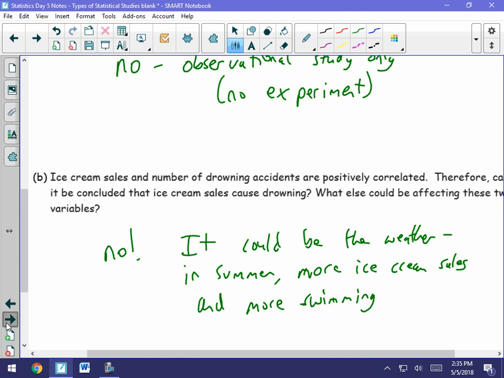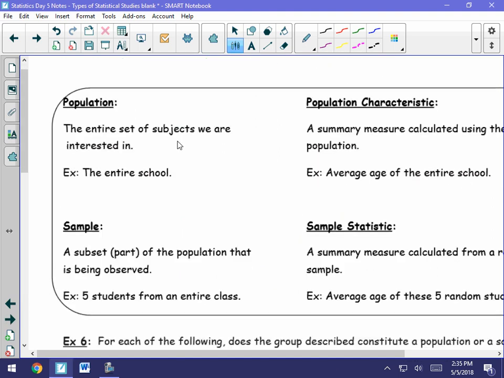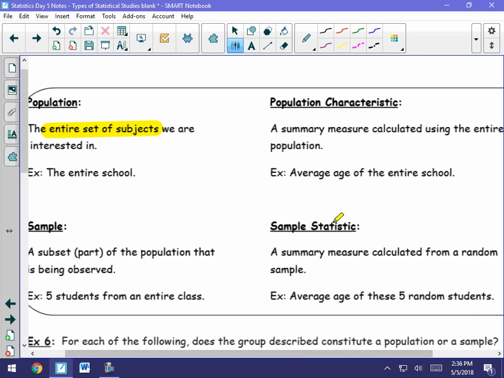Okay, last thing to discuss here is population characteristics and sample statistics. So the keyword population refers to the entire set of subjects that we're interested in. So say I want to say something about our entire school, then I'd say the population is our entire school. A population characteristic then is a summary measure calculated using the entire population. So if I talk about the average age of the entire school, that's a population characteristic because it's a measure that deals with the population at large.